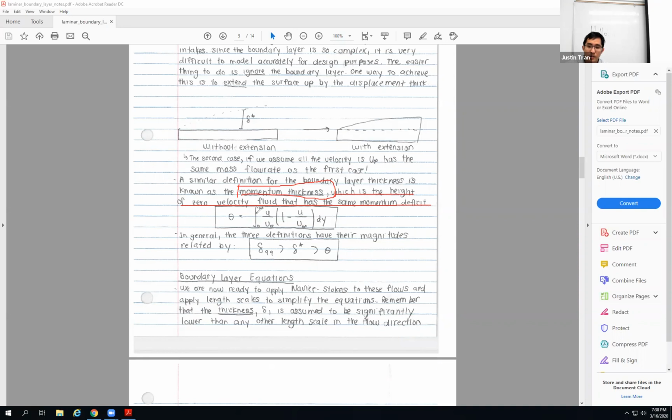You're going to be performing an integral, just like you did before, from zero to infinity. But you're going to add an additional term out in front. You're going to divide u by u infinity, and multiply by 1 minus u over u infinity, dy.